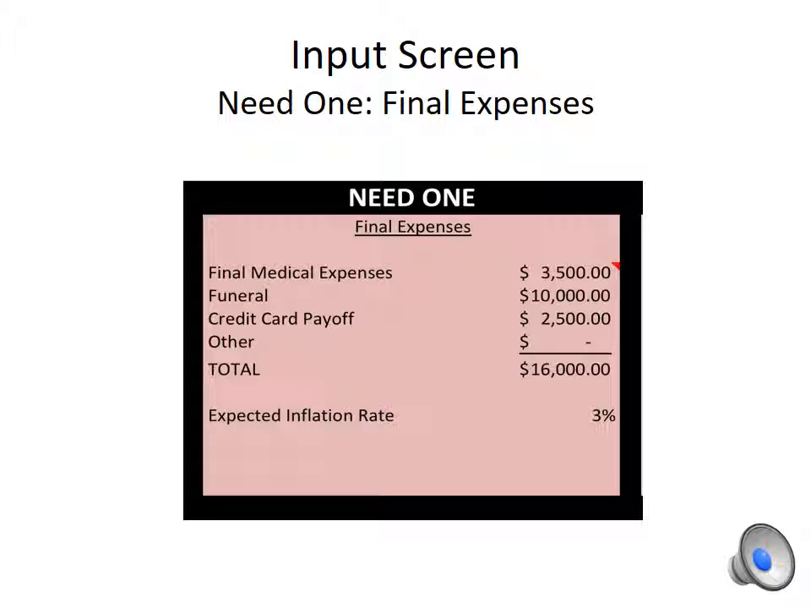Need 1 is final expenses, which include final medical expenses, the funeral, and the current balance on the couple's credit cards. We are assuming the cost of these needs will inflate at 3% per year. The spreadsheet will recommend the client purchase enough whole life insurance to cover these needs given she dies near her maximum life expectancy, which we input on the previous slide at 92 years old.